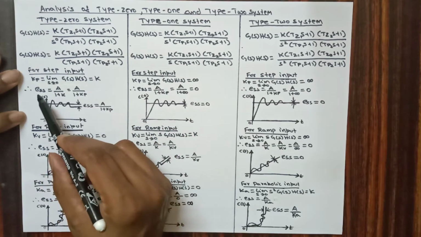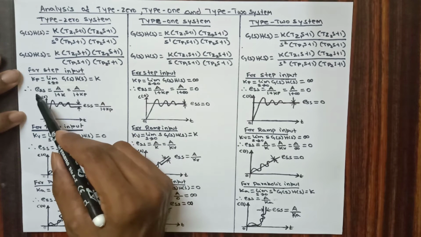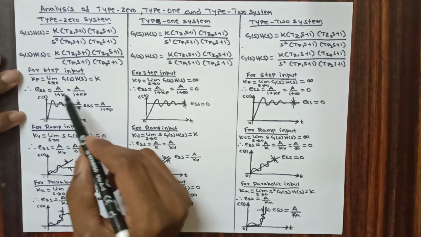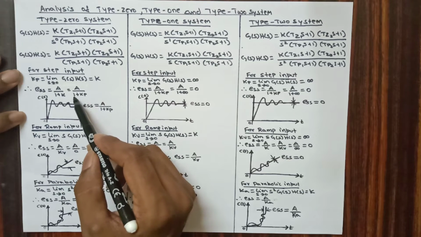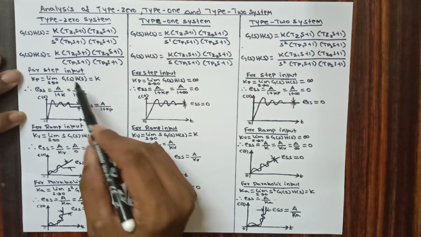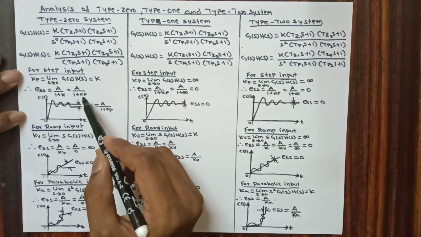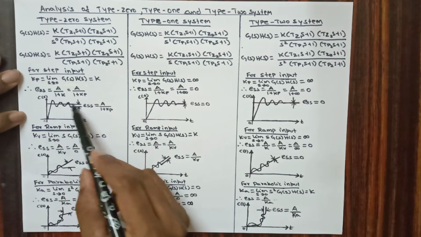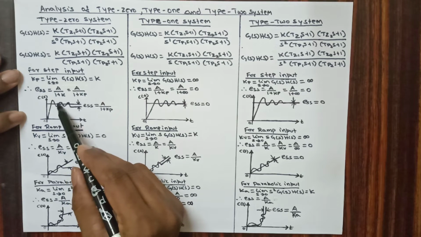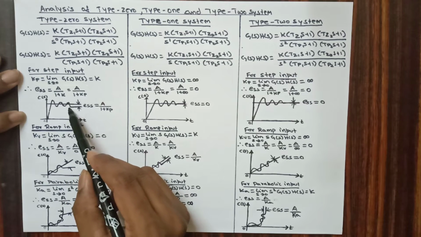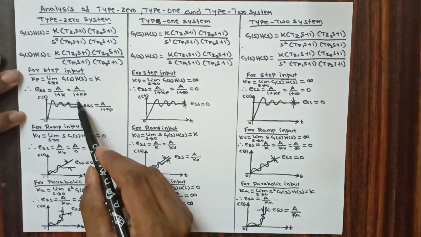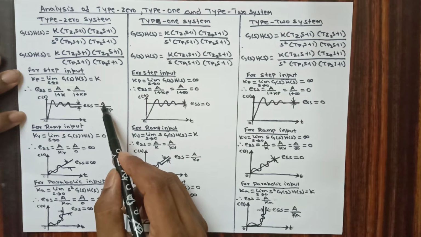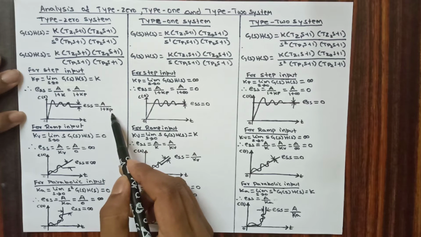Therefore, the steady state error we know for step input, ESS, is equal to A divided by 1 plus K, which is equivalent to A divided by 1 plus Kp. For step input, a type 0 system gives some finite error. You can see the step response, after passing through a certain transient period, reaches a steady state output with steady state error. Finite error ESS is equivalent to A divided by 1 plus Kp.